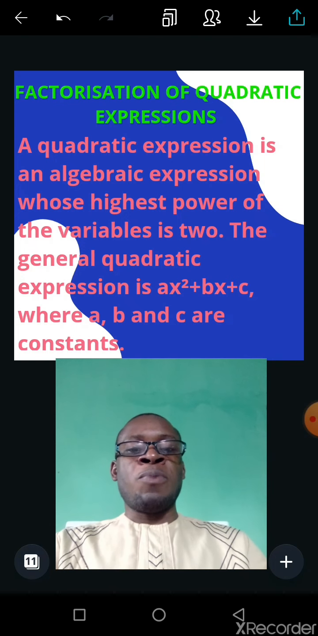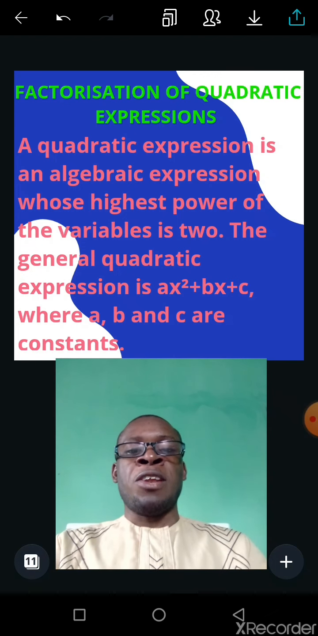From the definition, I said whose highest power of the variables is 2. If you look at the general expression, you see x raised to the power 2. So when you have any power less than 2, you have a linear expression. When you have anything more than 2, you have a polynomial. Poly means many.